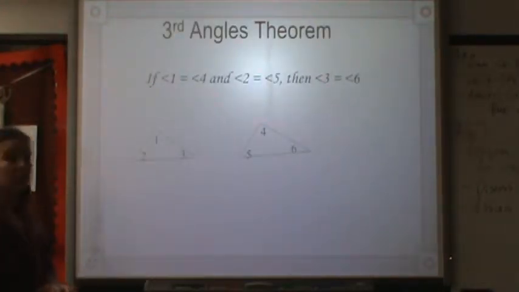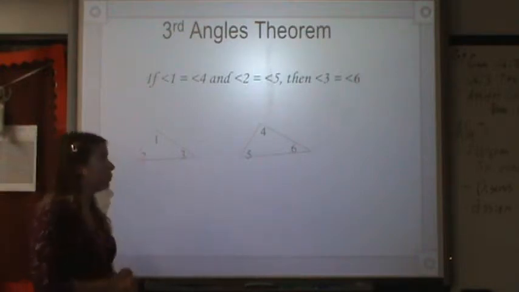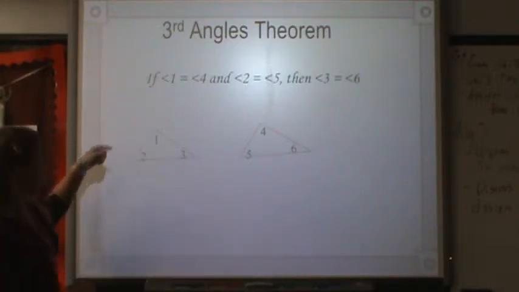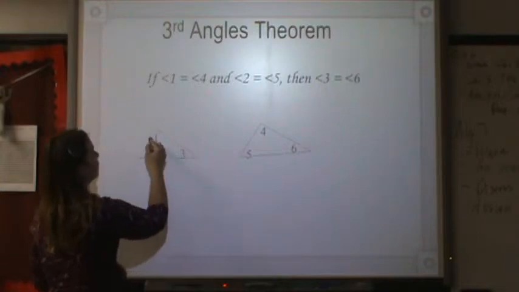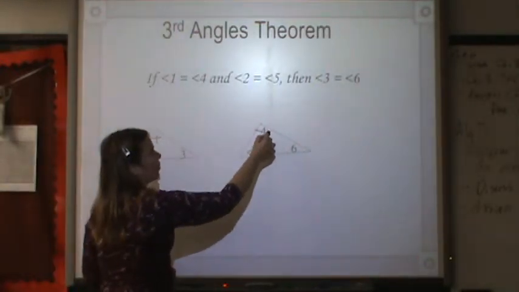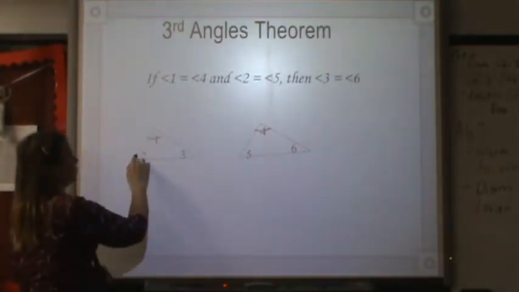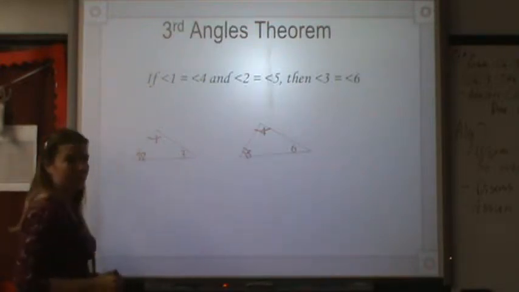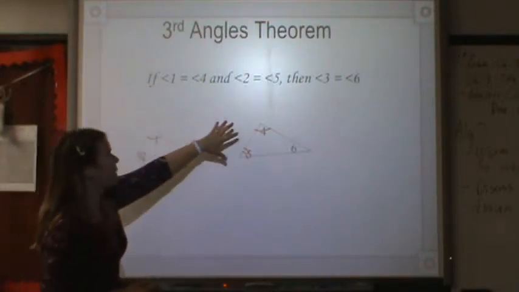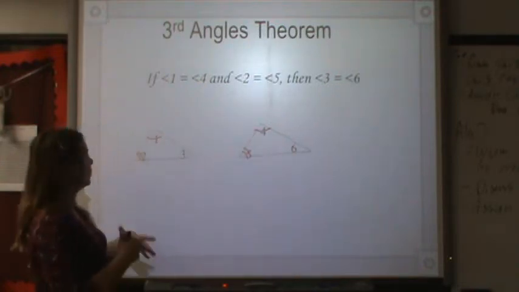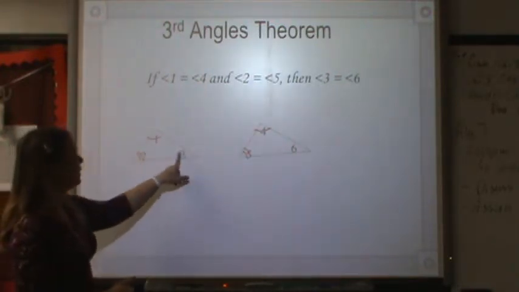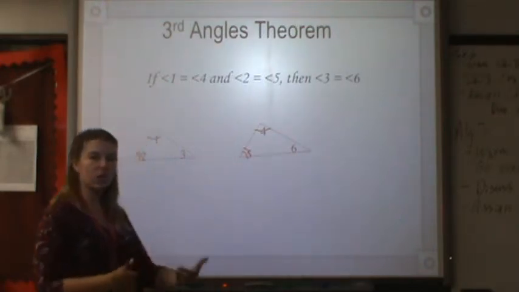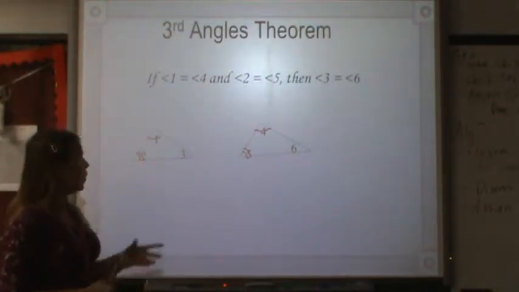Then we have the third angles theorem, which is going to help us in some of our proofs in just a little bit. If angle 1 equals angle 4, so I'm marking those congruent, and angle 2 equals angle 5. So if it makes sense, if these are the same measure, then when we add it and subtract from 180, that means the angles that are left must also be the same measure. So hopefully that makes sense.